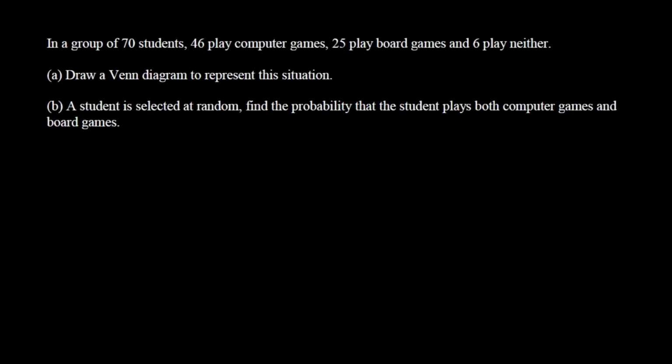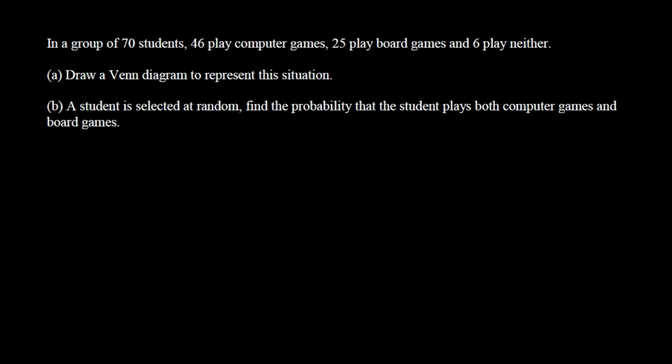Okay, and one more example in this video. We'll examine a group of 70 students where 46 play computer games and 25 of these students play board games, and we know that 6 play neither. We'll construct a Venn diagram to represent this situation and information, and then if a student is selected at random, find the probability that the student plays both computer games and board games.